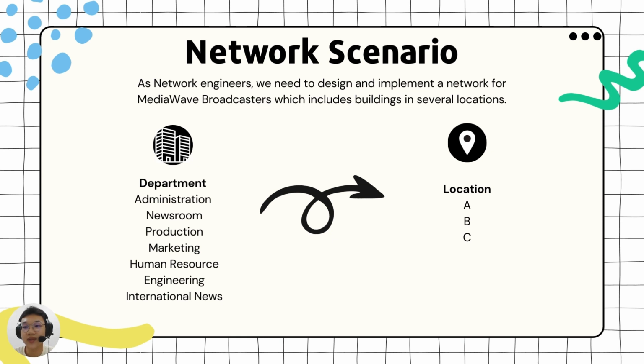As network engineers, we need to design and implement a network for a media wave broadcaster, which includes buildings in several locations. It involves three locations: location A, location B, and location C. There are 7 departments to set up the network: administration, newsroom, production, marketing, human resource, engineering, and international news.